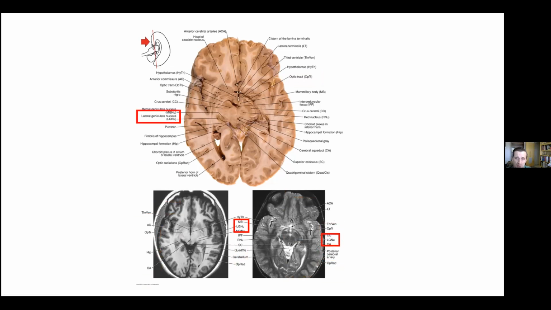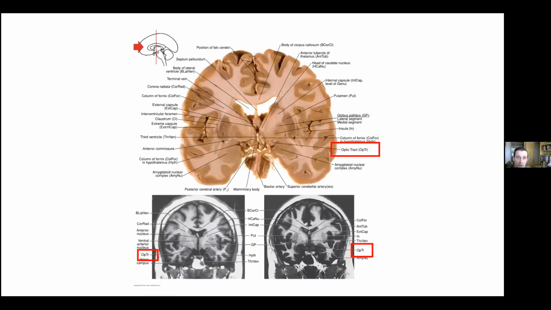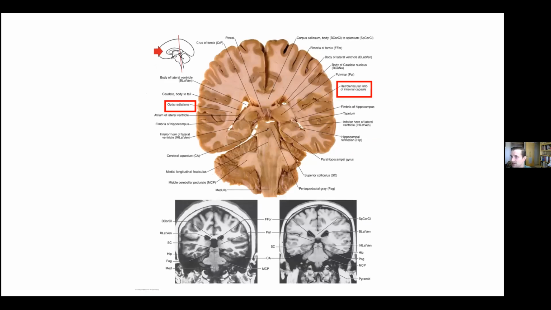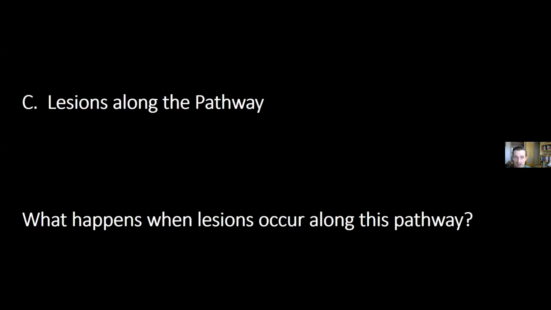So going through, you can see the optic nerve, optic tract, lateral geniculate nucleus in the thalamus, optic radiations on their way to the primary visual cortex. And then you have coronal slices. So if I'm cutting the brain into anterior and posterior slices, we can also see these anatomical structures from that vantage point. All the way back to lateral geniculate nucleus, optic radiations, and more optic radiations until you get to the primary visual cortex.